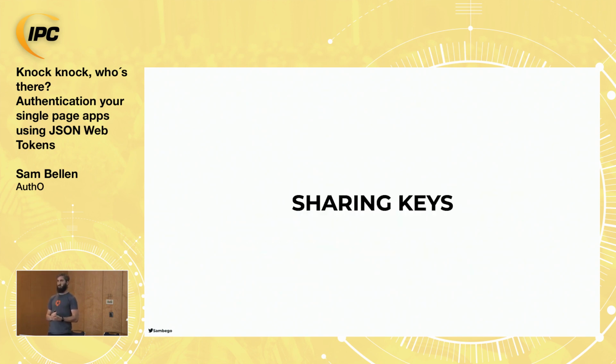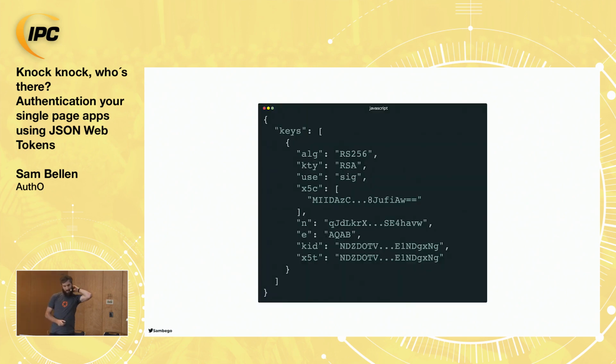But if you do this, you want to share your public key so people can verify the signature. And there's a way to do this as well. It's called a JSON Web Key. It looks a bit like this. Again, it's some JSON which contains some public key information which you can use to verify the signature of the JSON Web Tokens you want to verify.